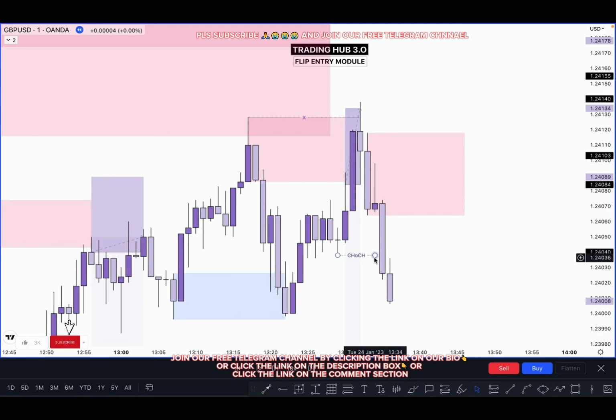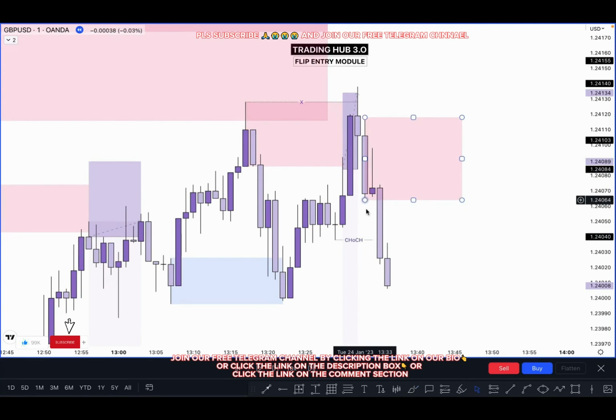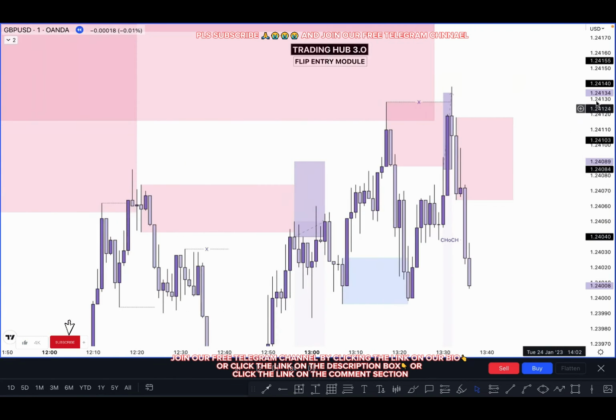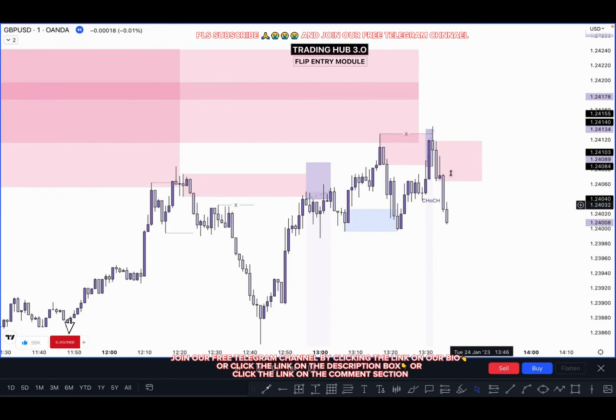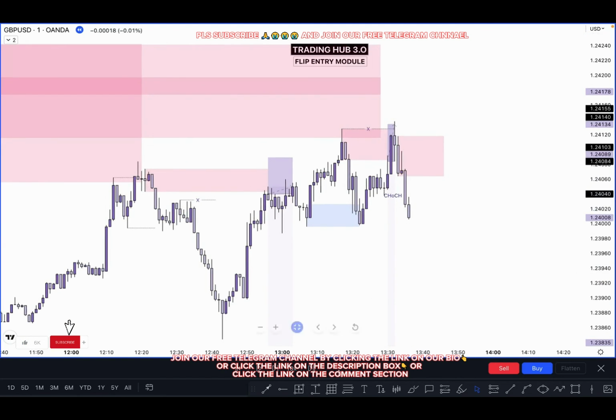Okay, so look at this picture. This is our change of character, and this one is our unmitigated supply zone. This demand converts into supply. D2S flip entry model is here. And in this case, if the market does not create any inducement, then we can also sell here. Where is your entry? Here. And where is your target? And where is your stop loss? Stop loss just above it.